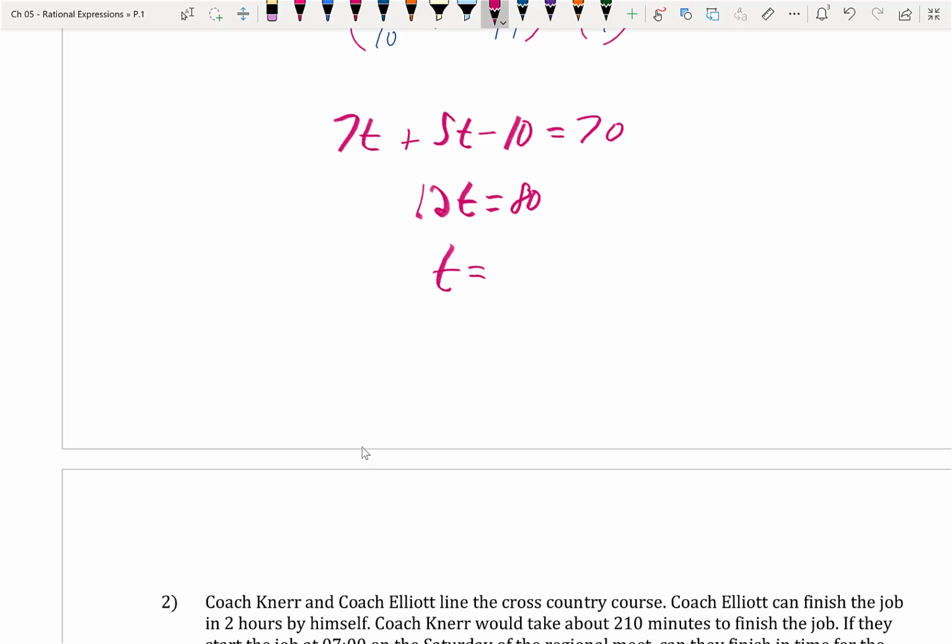Let's play the simplification game. 20 thirds. 6 2/3. 6 hours and 40 minutes.